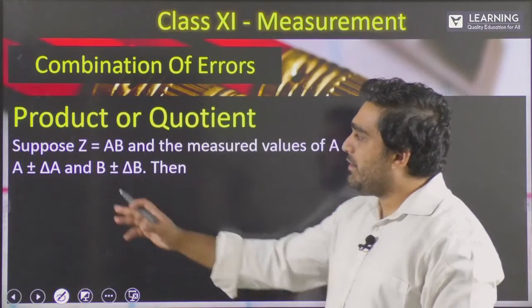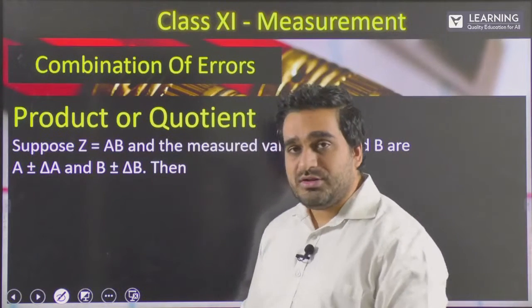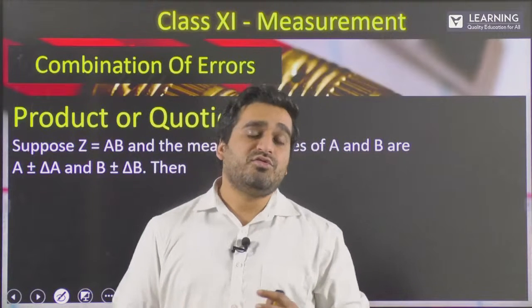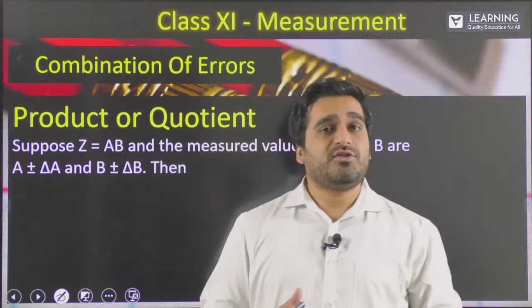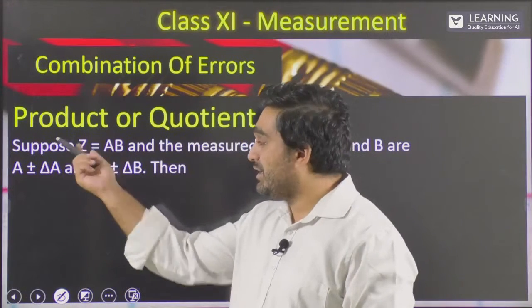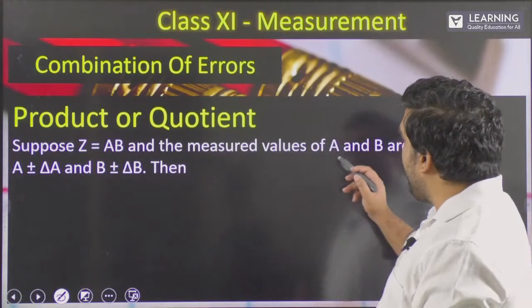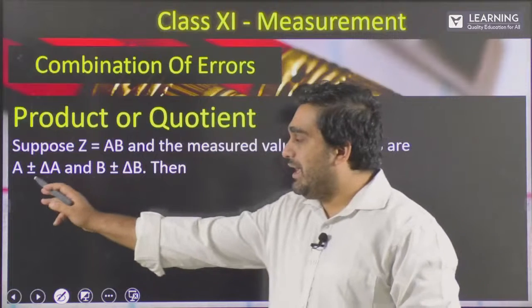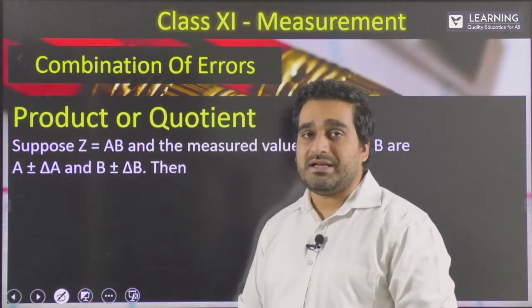Suppose Z equals A into B. So what you're trying to do here is multiply two different physical quantities. When you multiply two different physical quantities, you get a new physical quantity which is given by Z. So the measured values of A and B are A plus or minus delta A and B plus or minus delta B.